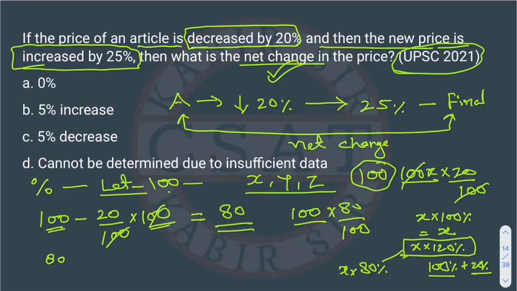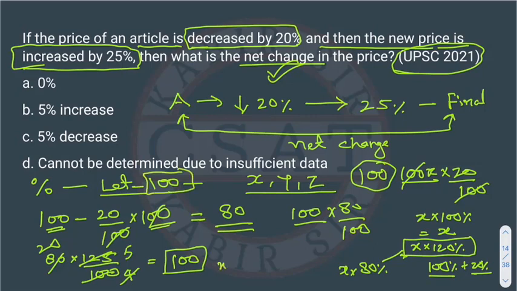Now this 80 rupees price, later what happened? There is an increase of 25%. So what can we directly write? 125 upon 100, right? So we can cancel this. So what's the final price? 100 rupees. So 100 is the final price and the initial price was also 100.